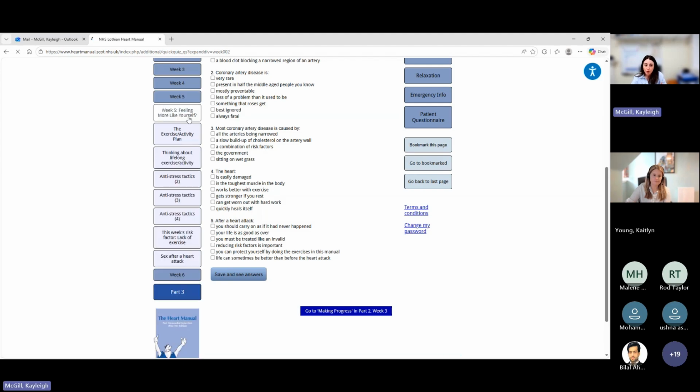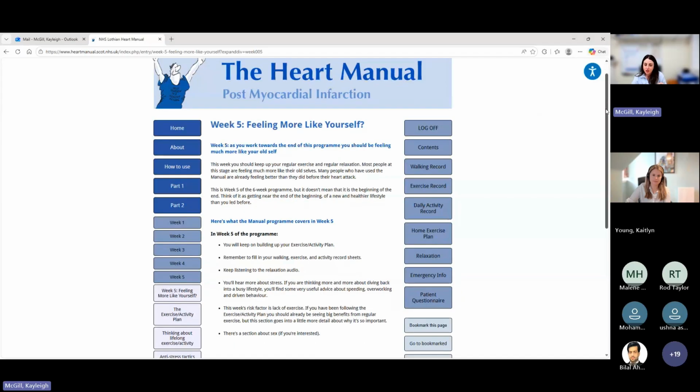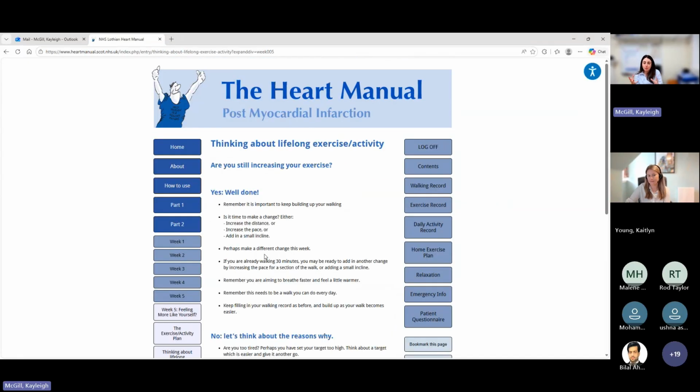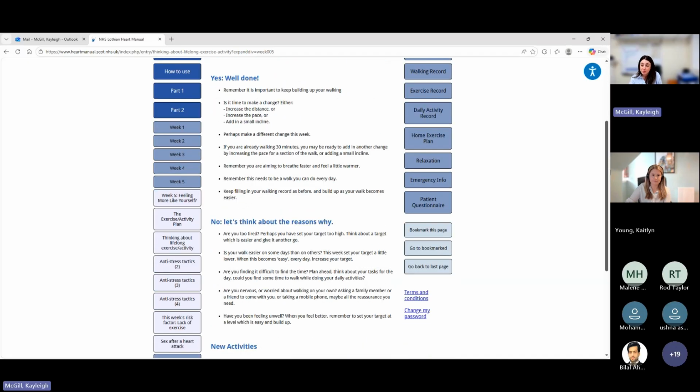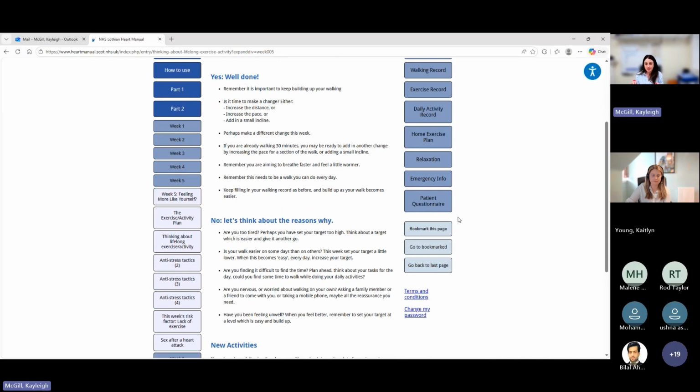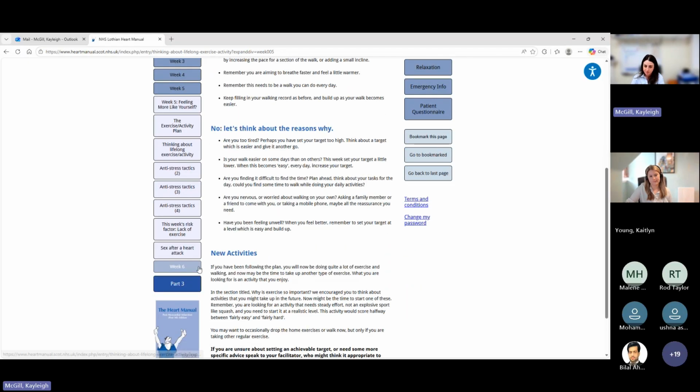A key focus of week 5 is really getting patients to reflect upon how their exercise and activity plans have been going so far. If they're managing to meet the goals they're setting out for themselves, they're asked to consider, well, what else can I do to make sure I'm still progressing in my recovery? So can I walk at a steeper incline, for example? Can I walk a longer distance? If they are not managing to meet the goals they're setting out for themselves, they're asked to consider, well, what can I do to make these goals more attainable? And you'll see within week 5, there are more anti-stress tactics, and there's a focus on lack of exercise as a risk factor as well.